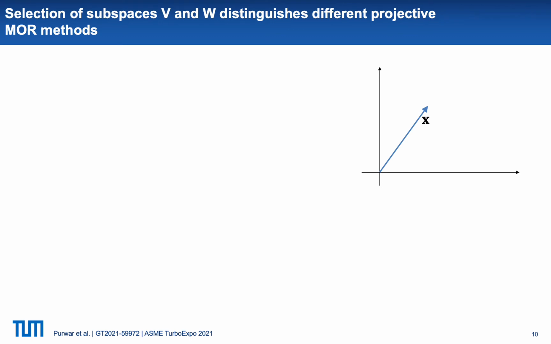The model order reduction methods discussed in this study are based on projections. To understand the concept of projections, let us consider a two-dimensional vector x, which is to be projected onto a subspace spanned by V. One can project along the directions of these orange arrows. Therefore, we can define a subspace spanned by W that is perpendicular to these orange arrows. These subspaces V and W determine how the vector is projected.